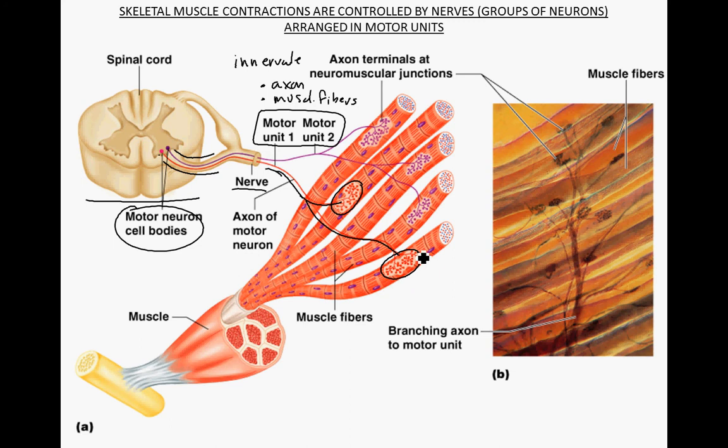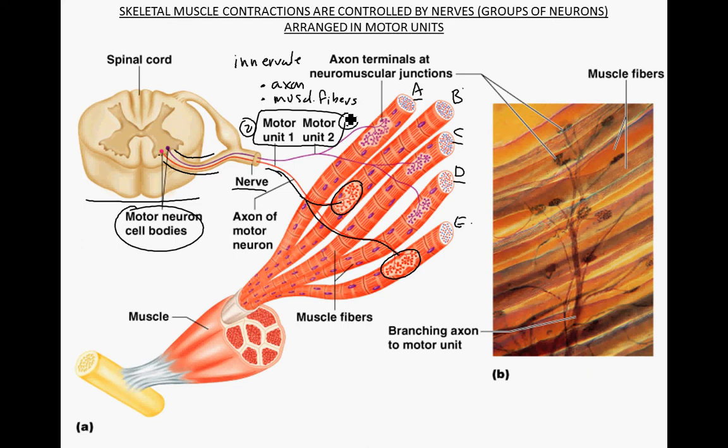Let's go ahead and label these. So these are A, B, C, D, and E. Motor unit number 1 is innervating muscle fibers B and E. Motor unit 2 is innervating muscle fibers A, C, and D. So motor unit 1 is innervating 2 muscle fibers, and motor unit 2 is innervating 3 muscle fibers.